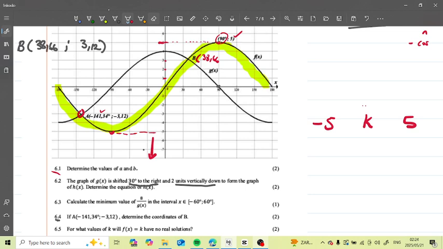So this graph would be undefined if my values of k, which represent my y values, are less than -5, and if they are greater than 5, right? Basically, this is something that is not there on the graph. So this would make my graph undefined. Hopefully that makes sense. Always make reference to your turning points. So let me just erase here.